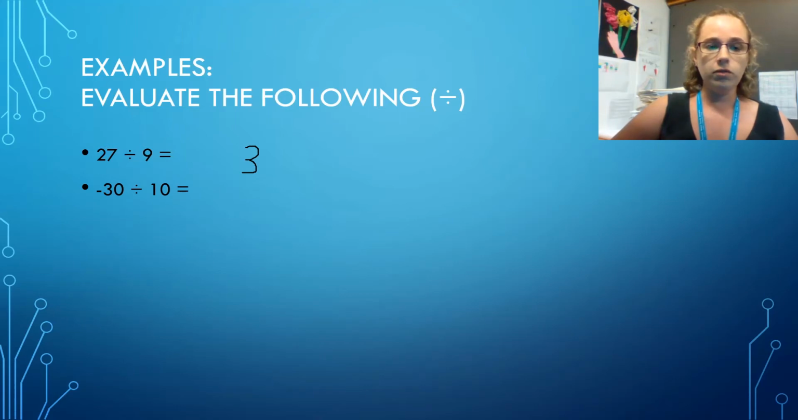For my next example, I've got minus 30 divided by 10. So 30 divided by 10 would be 3, and I've got a negative in front of the 30 and assumed positive in front of the 10. So my answer would be negative.